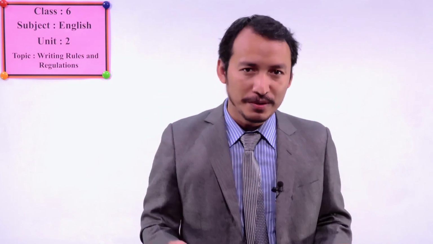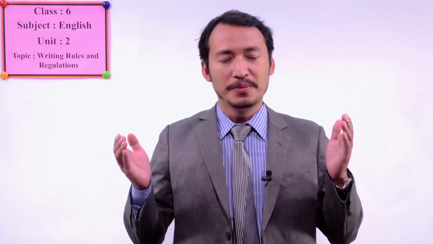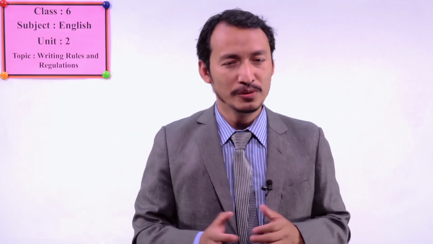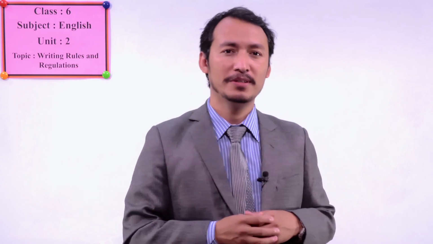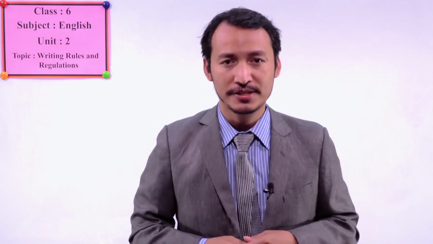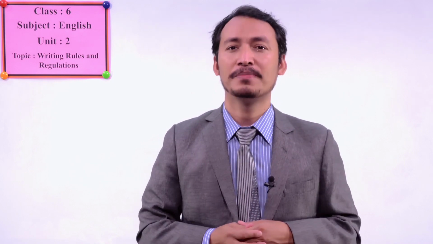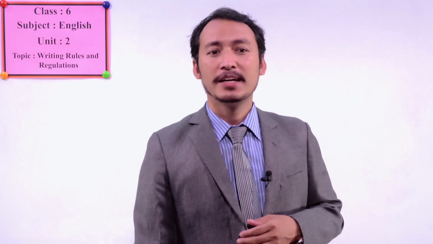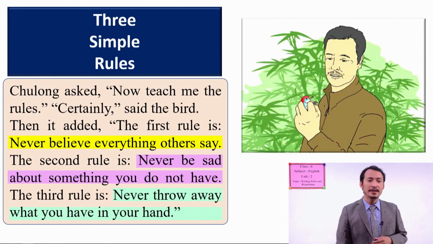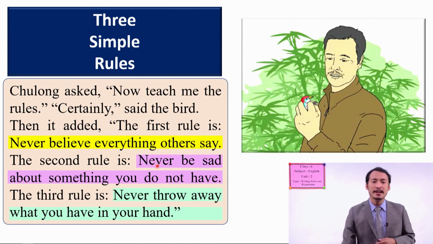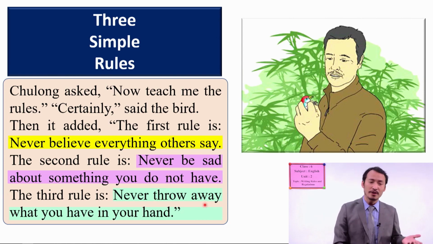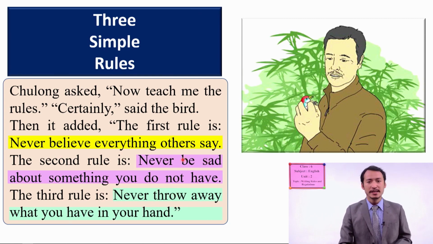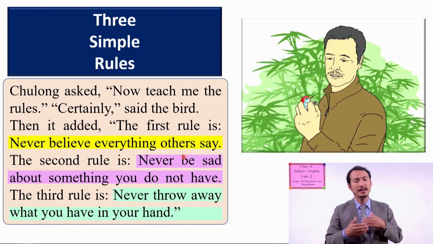Okay, so when you start your school, when you go to your classroom, first decide to make such rules. And I'm going to help you to write your classroom rules in this lesson. So first, from the story 3 Simple Rules, you can start like never believe everything others say, never be sad, never throw away what you have. You can start with never as well. Now let's read some other rules.